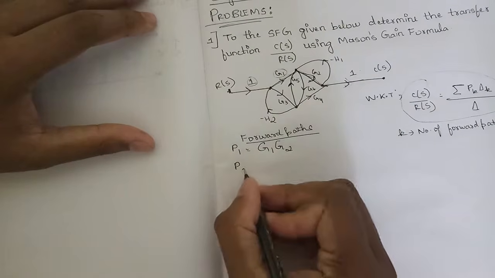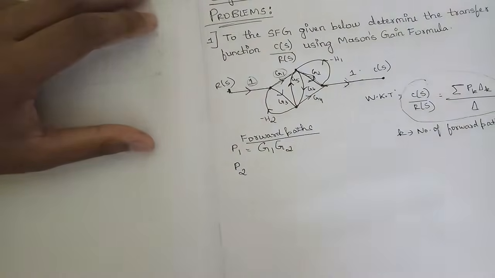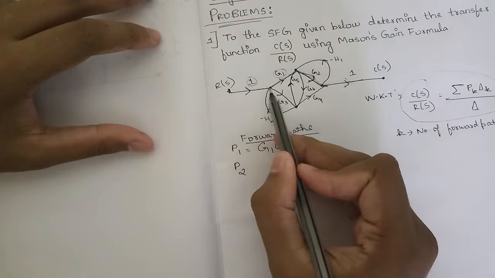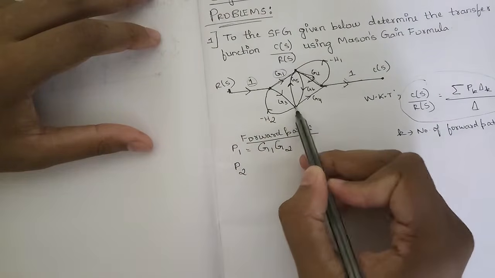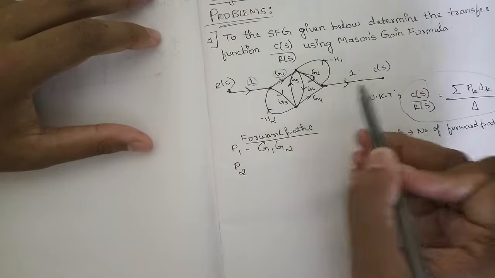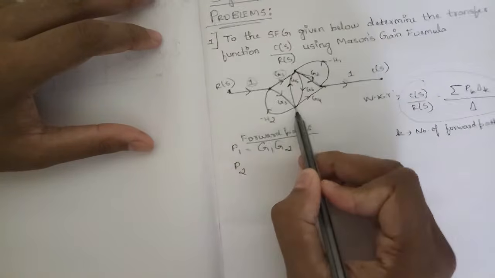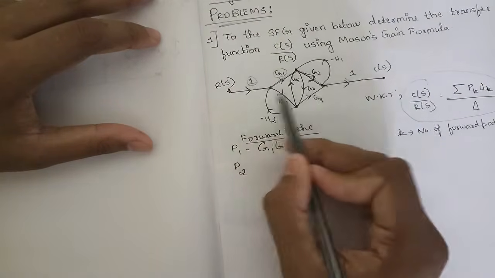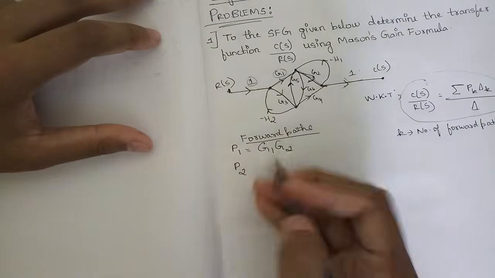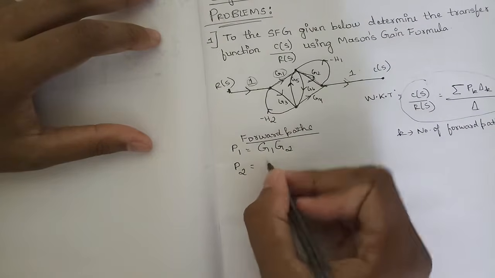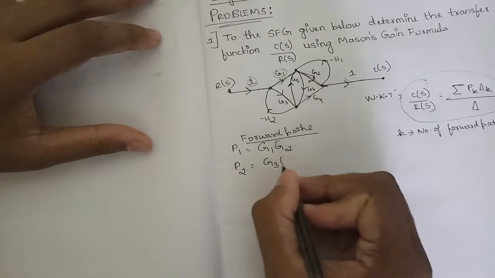Now the second forward path. We have one more forward path here, that is 1 into G3 into G4 into 1, since it's going in the same direction. You can see, right, same direction. So the second forward path P2 is equal to G3 into G4.